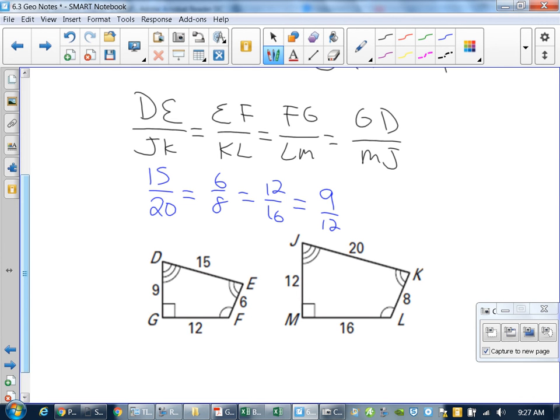15 over 20, you divide them both by 5, you get 3/4. 6 over 8, 3/4. 12/16, 3/4. What do you think 9/12 might simplify to? 3/4. Is it possible that they look similar but are not similar? Yes. Because what happens if one of these, let's say this side, was a 10? If that side was a 10, do all the fractions work out to be the same? No, then they're not similar.